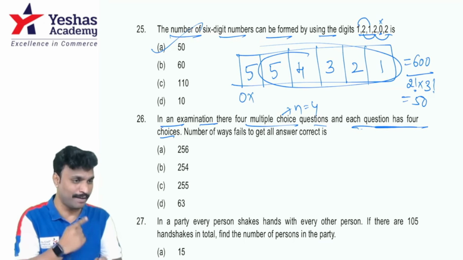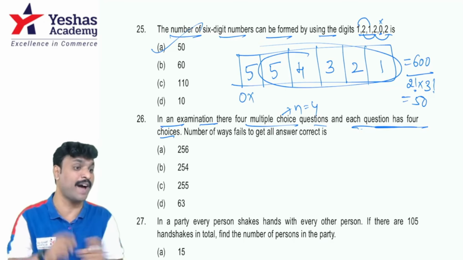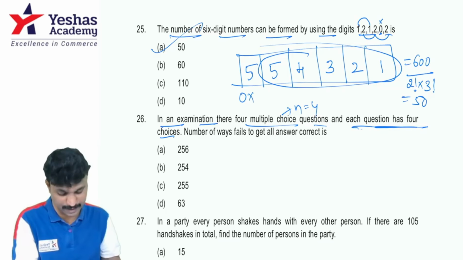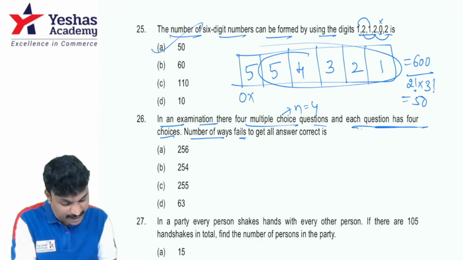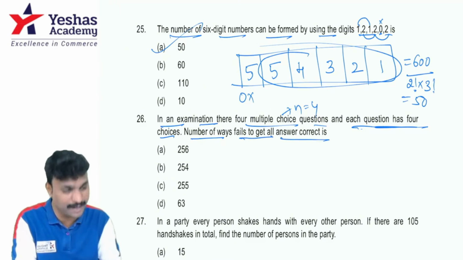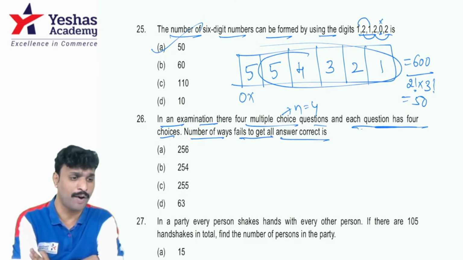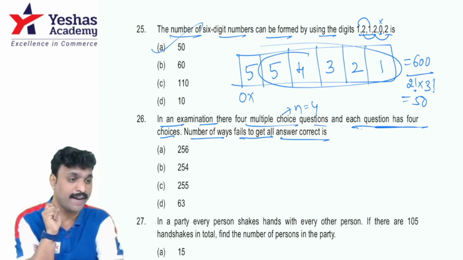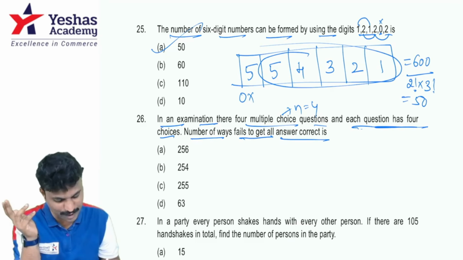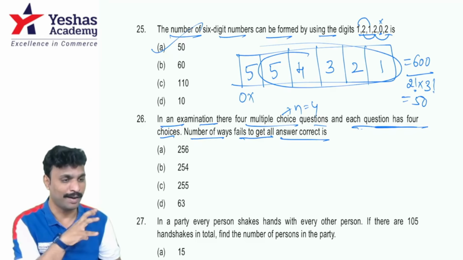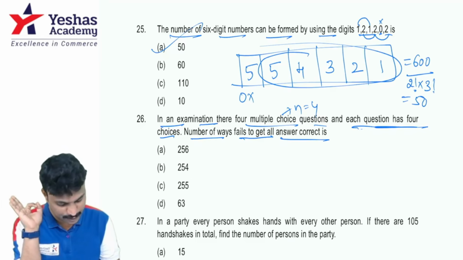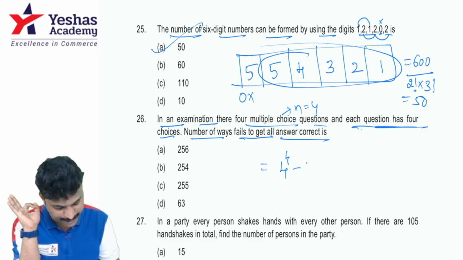4 power 4 is the number of ways of answering those 4 questions. But we need the number of ways he fails to get all the correct answers. Guys, how many ways can you get all 4 correct? There's only one way, right? So if I subtract 1 from the total, I get all not being correct. So that means 4 power 4 minus 1.